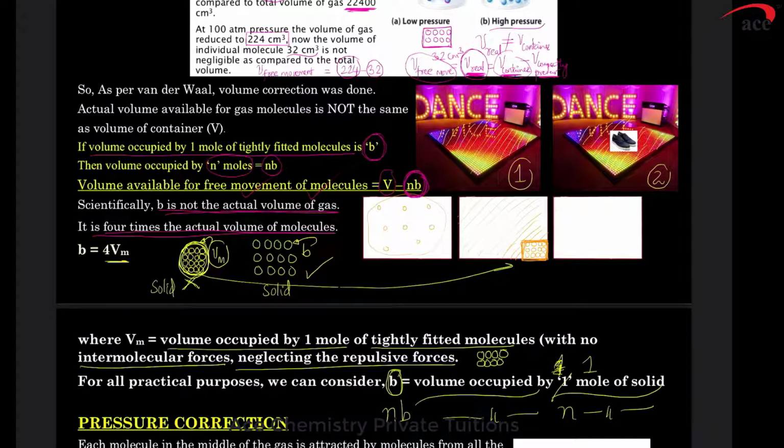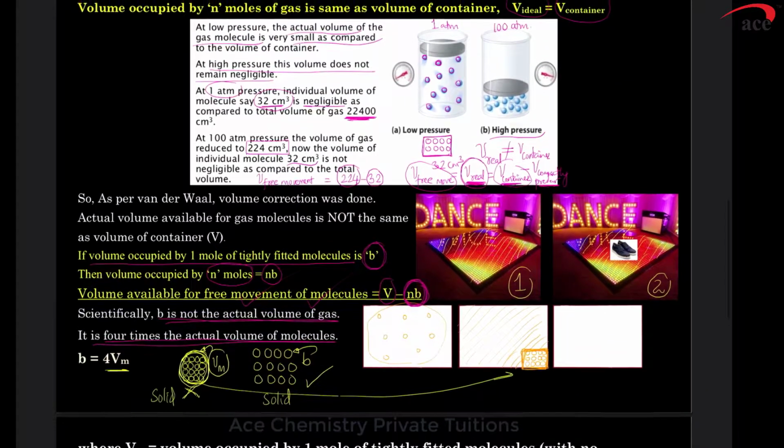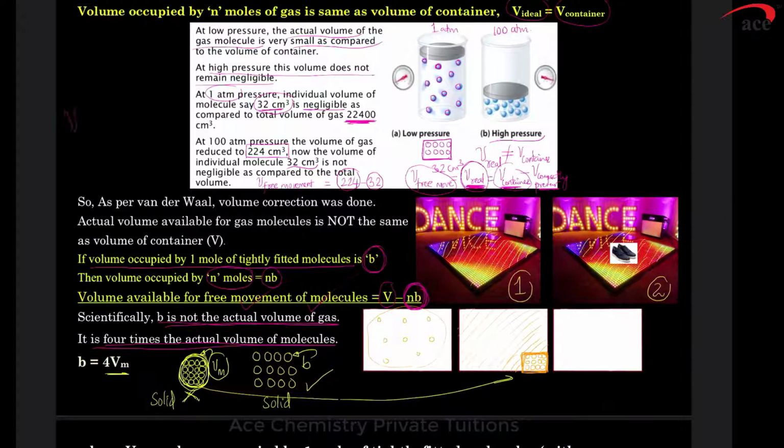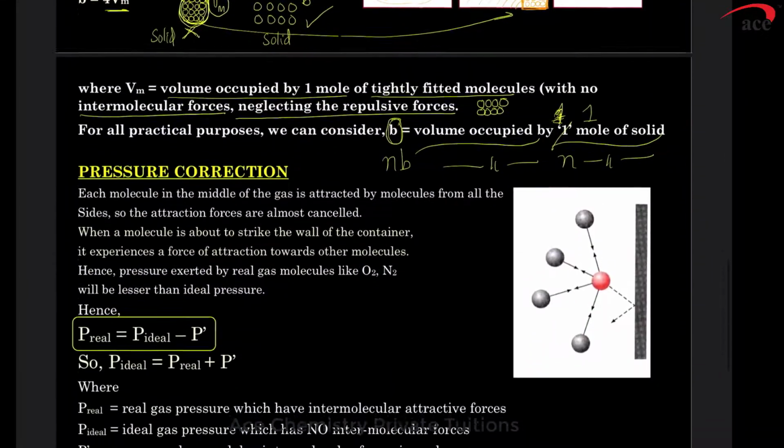So what is the correct volume of a real gas? Conclusion: the real volume of a gas, V real, is the volume of the container minus nb. So this is the correction. The correction of volume is this. What is the pressure correction?